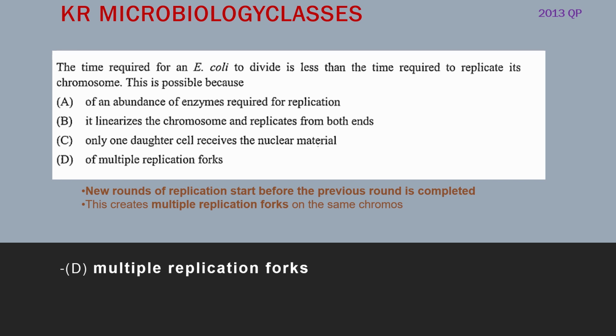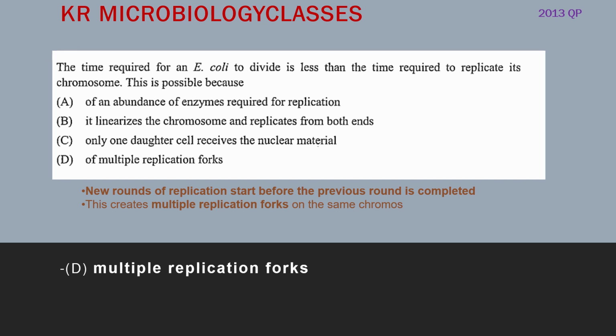Means, for the replication of the whole cell, what is the time taken? It is less than the replication of its chromosome. Means for the replication of the chromosome it will take much time, but the replication of the E. coli, it takes very less time. How is it possible? They are asking the question.